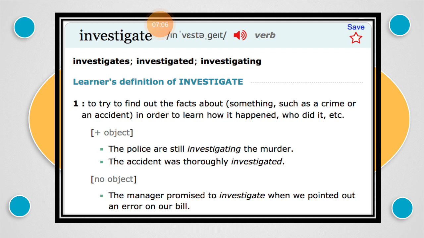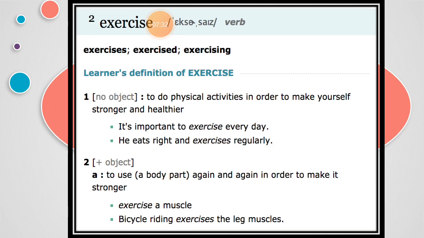But the manager promised to investigate when we pointed out the error on our bill. Here it is not followed by the direct object, so it is intransitive over here. So investigate is used in the form of a direct object, followed in the form of the transitive verb, and then in the next sentence in intransitive verb.